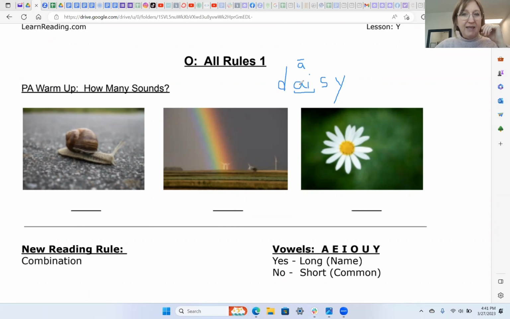You come to the A. Yes, there is another vowel, 1 or 2 doors down. So yes, that A is going to say its name. This is the vowel hack if you can recognize the whole thing.